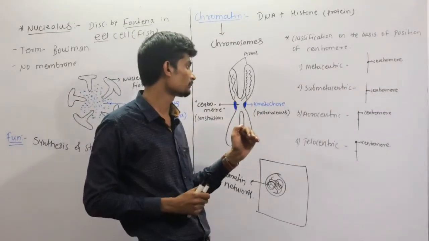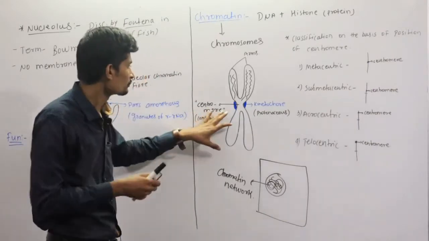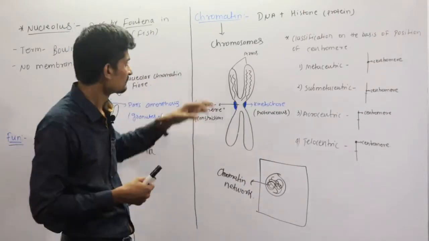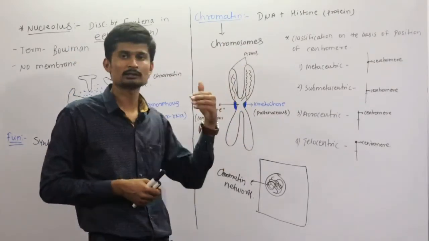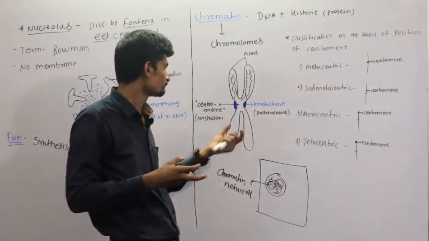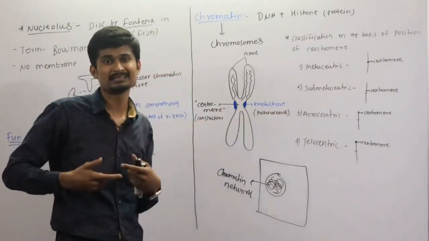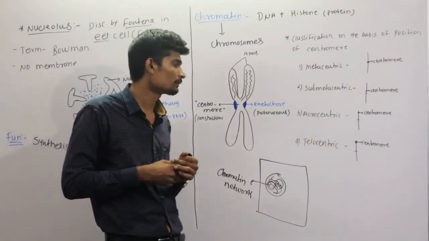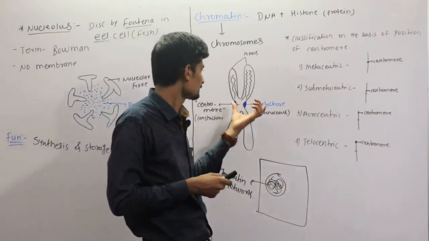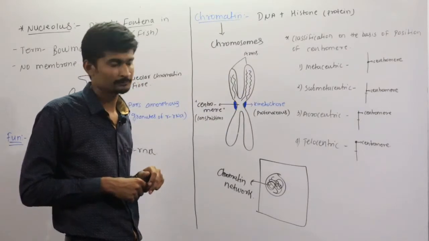Now the function of the kinetochore is that it provides attachment to the fibers during cell division, during the separation of the chromatids. These arms are also called chromatids. So kinetochores give the attachment to the fibers. These fibers separate the chromosome during cell division. We will see this kinetochore again in cell division, which is the last chapter of this unit. So that is the basic structure of the chromosome: centromere, kinetochore and the arms.